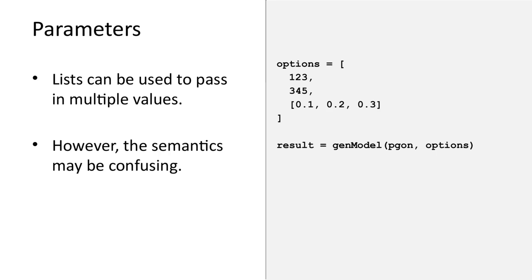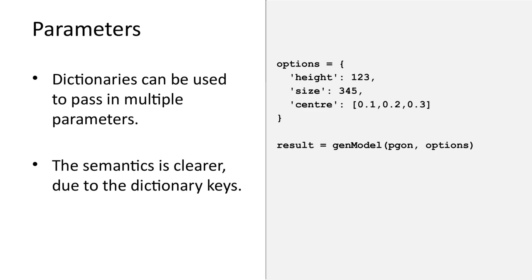If the function requires many inputs, then multiple values can be wrapped up in a single complex data type. In this example, a list is used to pass in 3 values, 2 numbers and a list of 3 numbers. The problem with this approach is that it is difficult to know what these numbers are. The user will have to try and remember what each number in the list represents. This can be error-prone.